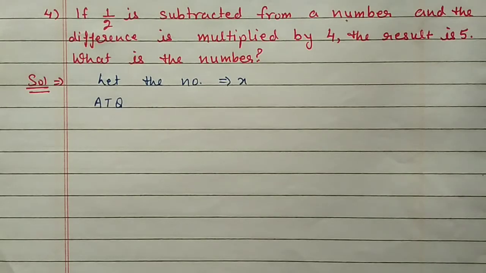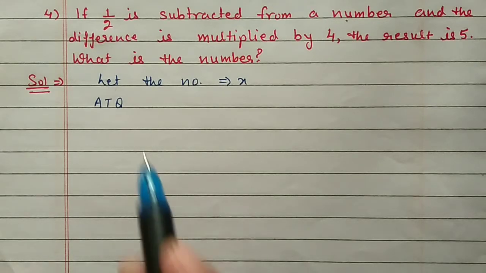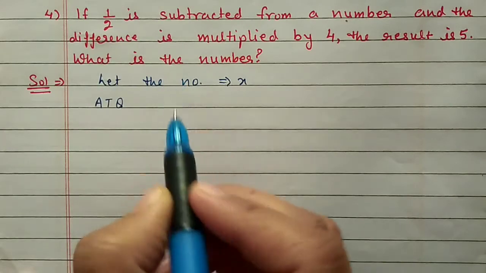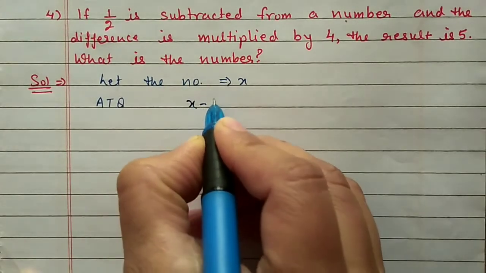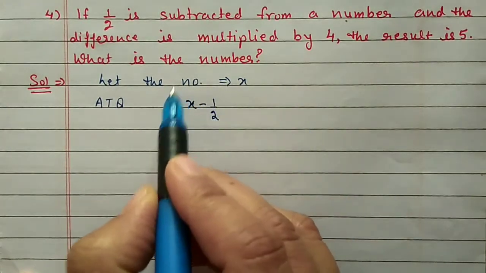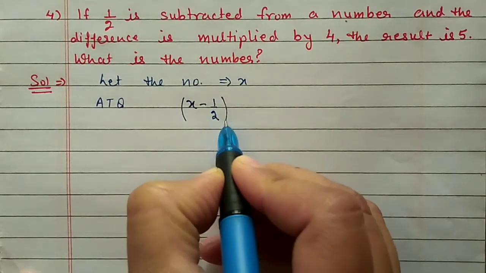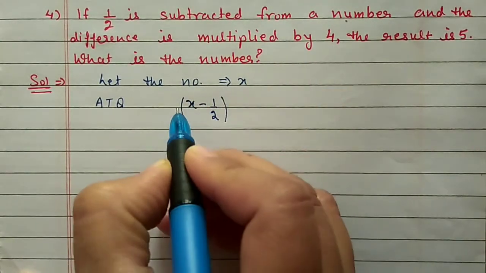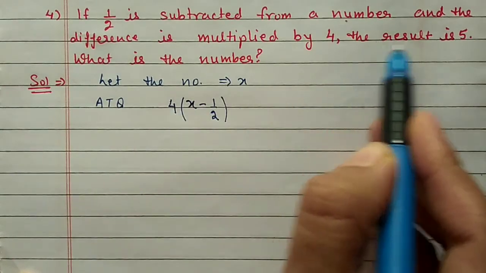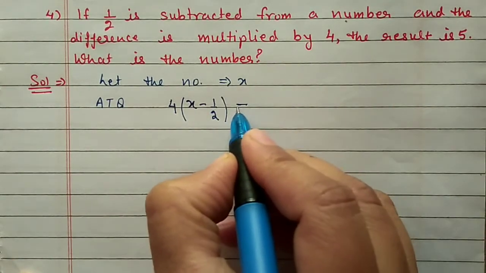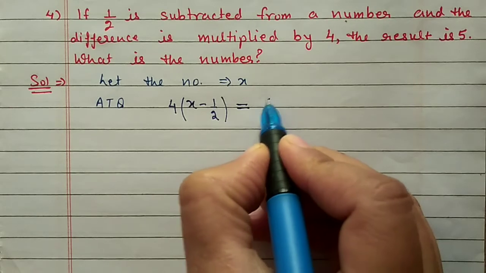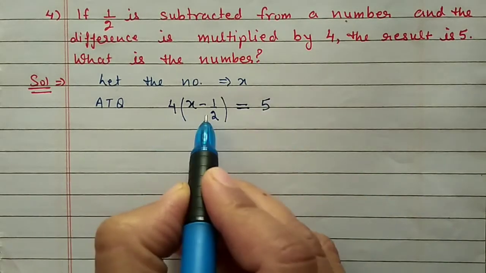Next question number 4. If half is subtracted from a number and the difference is multiplied by 4, the result is 5. What is the number? So let the number is x. Now according to the question, first we have to subtract half from the number. It means x minus 1 by 2. Now this result we have to multiply with 4. So this whole thing we will multiply with 4 and the result is, means equal to symbol, we will put equal to 5.